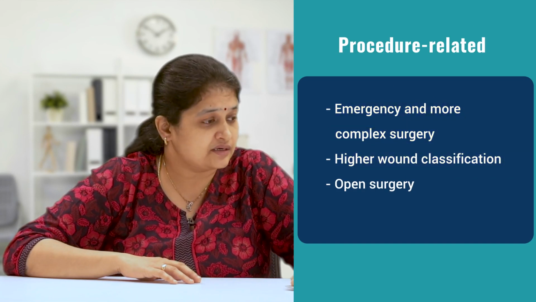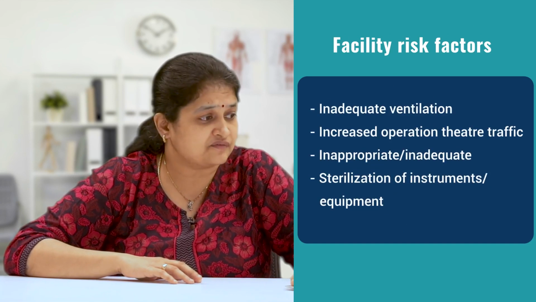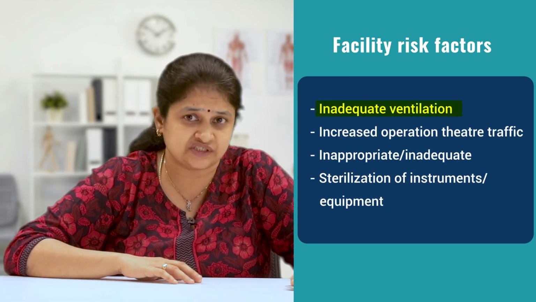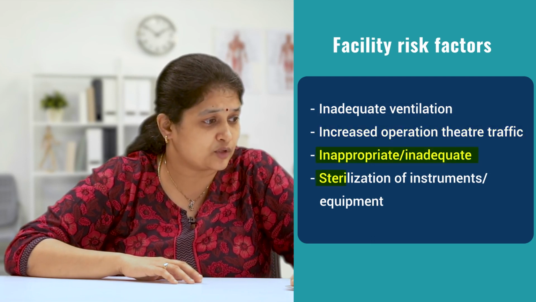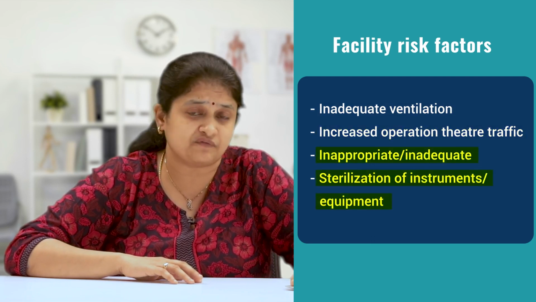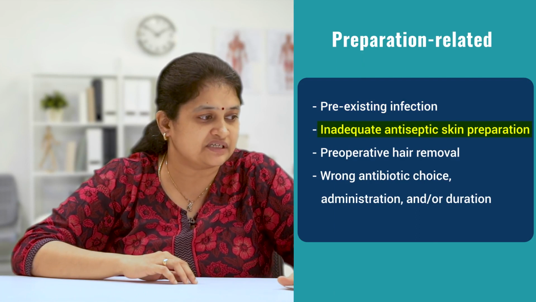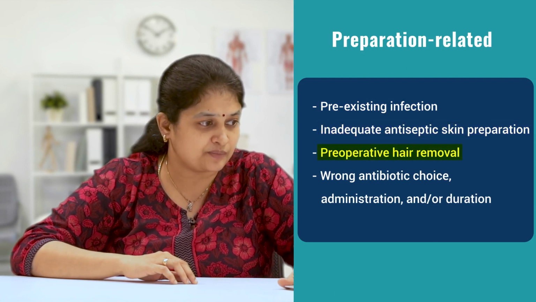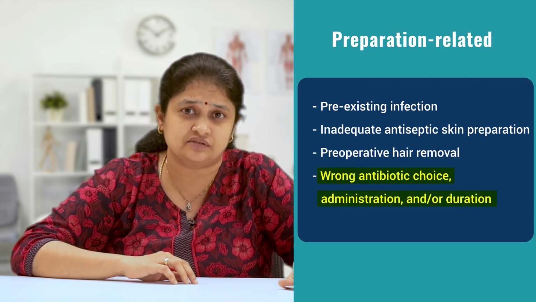So the preoperative risk factors, procedure-related: if the surgery is emergency and more complex, if the wound classification is higher, and if it is an open surgery. Facility-related risk factors are if there is inadequate ventilation in the operation theatre, increased operation theatre traffic, and if there is inappropriate or inadequate sterilization of instruments and equipment. Preparation-related risk factors are pre-existing infection, inadequate antiseptic skin preparation, wrong preoperative or inappropriate hair removal, wrong antibiotic choice with respect to administration and duration.